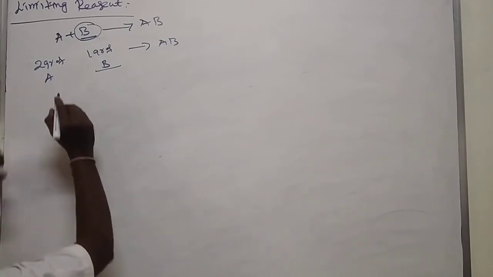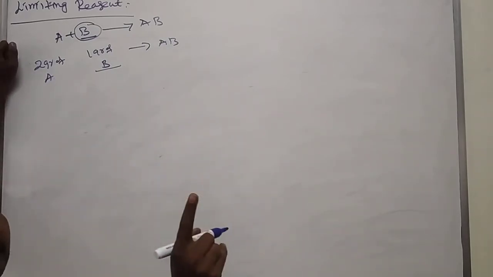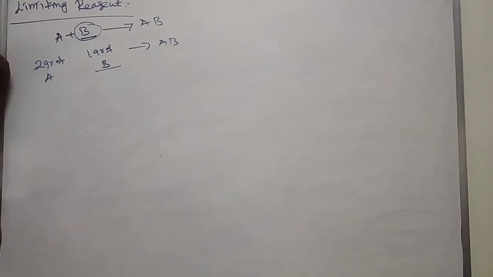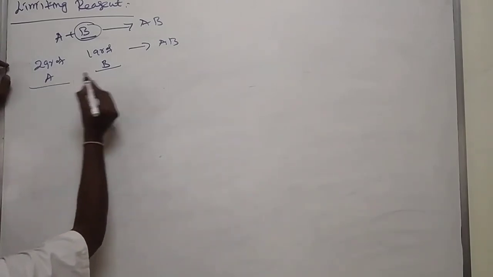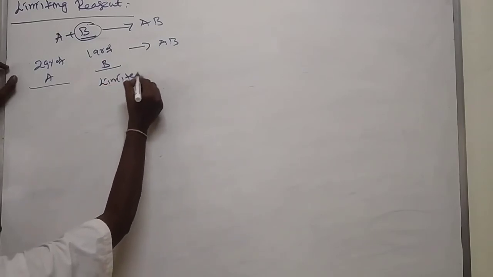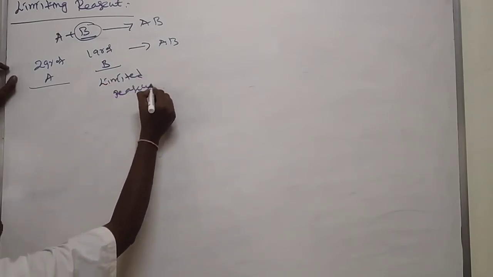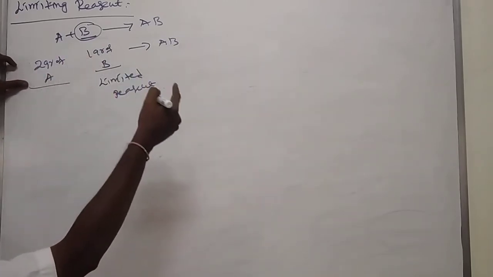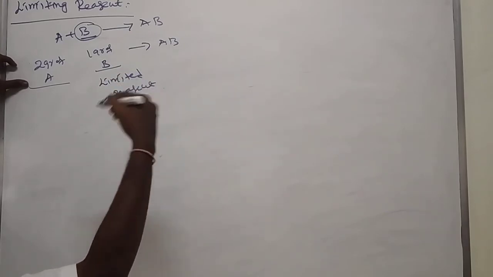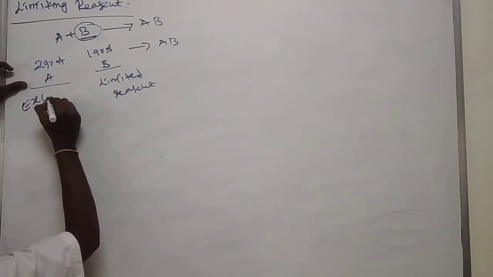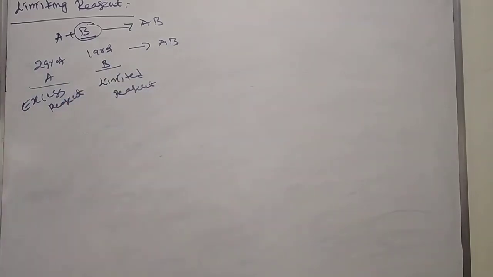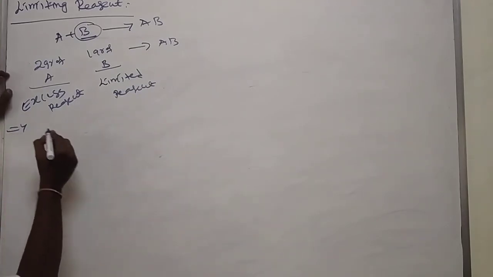How much A is involved? Only 1 gram of A is involved. The remaining 1 gram of A is the excess amount. That's why B we call the limiting reagent. A, only 1 gram involved, and the remaining 1 gram is there. That remaining excess is why we call it the excess reagent.